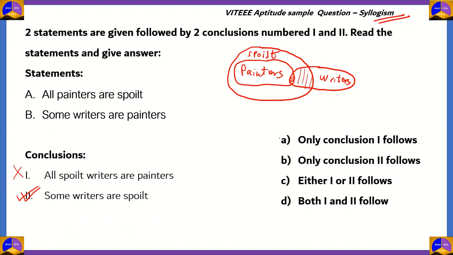So among the 4 options, only conclusion 1 follows is incorrect. Either 1 or 2 follows is also incorrect, because 1 cannot follow. Both 1 and 2 follow is also incorrect. The correct option is option B, only conclusion 2 follows.